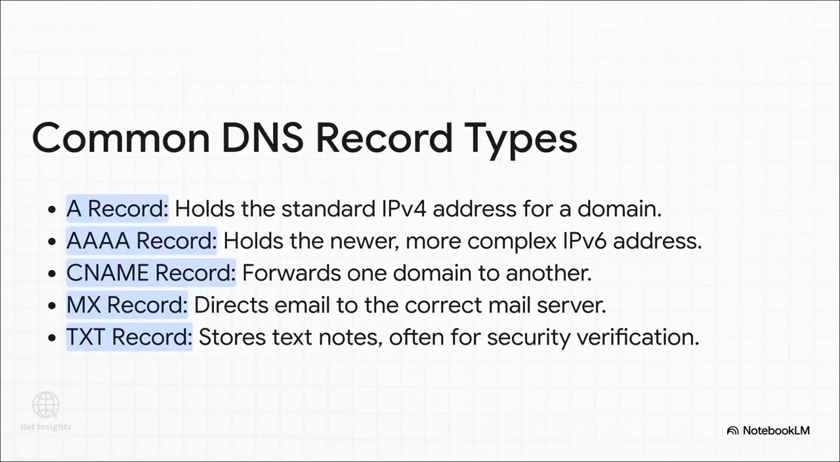The A record is the classic. It just points a domain name to a standard IPv4 address. The AAAA record, Quad A, does the same thing but for the newer, more complex IPv6 addresses. A CNAME record is basically a forwarding address, telling traffic to go somewhere else. MX records are super important for making sure your emails get to the right inbox. And TXT records are like digital sticky notes that admins can use for things like proving they own a domain.